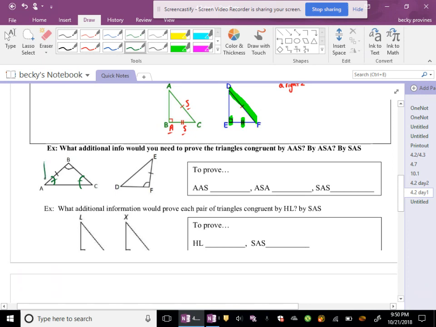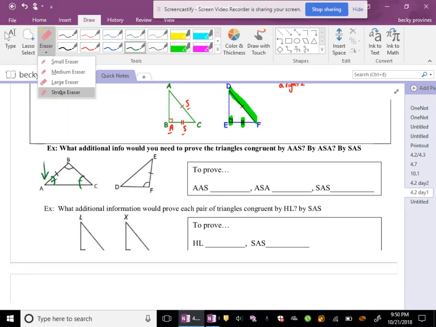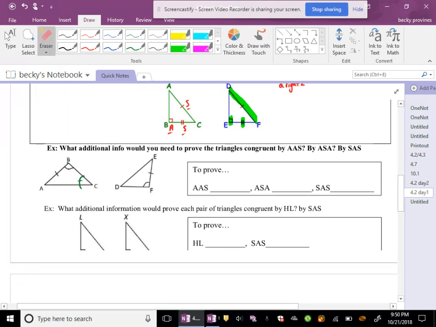So if I put it here at A, this is angle, angle, and the side's in the middle. So that's angle, side, angle. So I know that can't be correct. So on the next one, I know it has to be at C. So it's angle, angle, and then the side. So I need angle C. Now, what information do I need on the other triangle? So do I need D or E? I need D. So it's angle, angle, side.